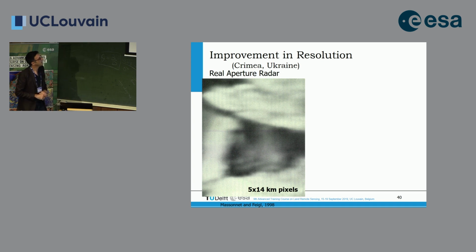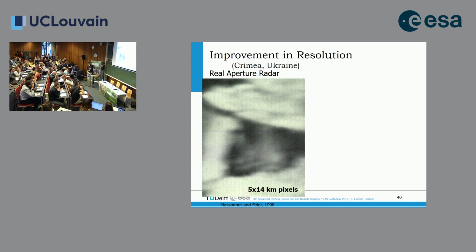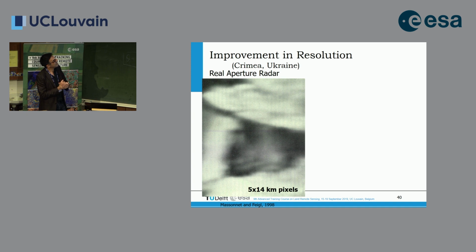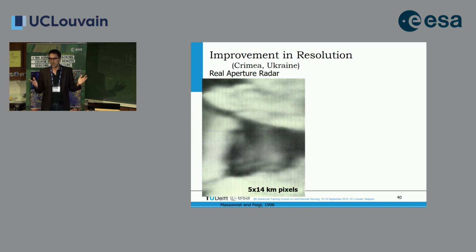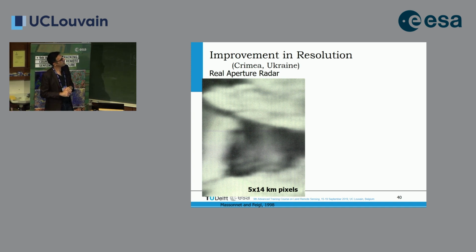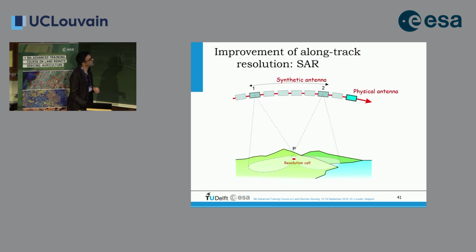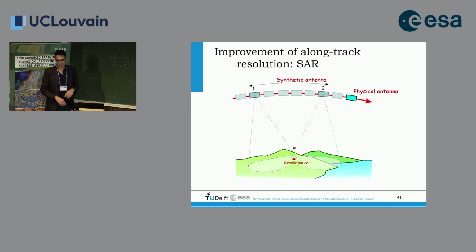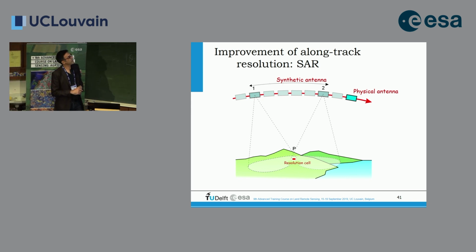This is a very nice image that is in a paper from Didier Massonnet and Kurt Feigl, where they looked at a bit of an area of the Ukraine. And this is what you would see if you would have 4 kilometers resolution. Now what you see is bright and dark areas, so that is good. You see some discrimination, but it's very, very fuzzy. Okay, so the trick of the SAR is that we build up this synthetic antenna size.